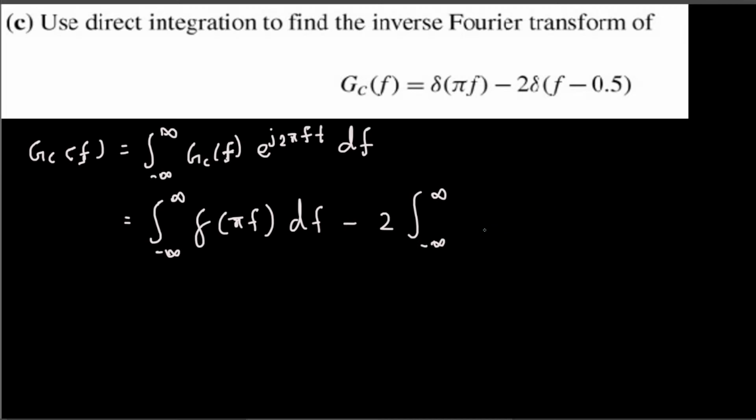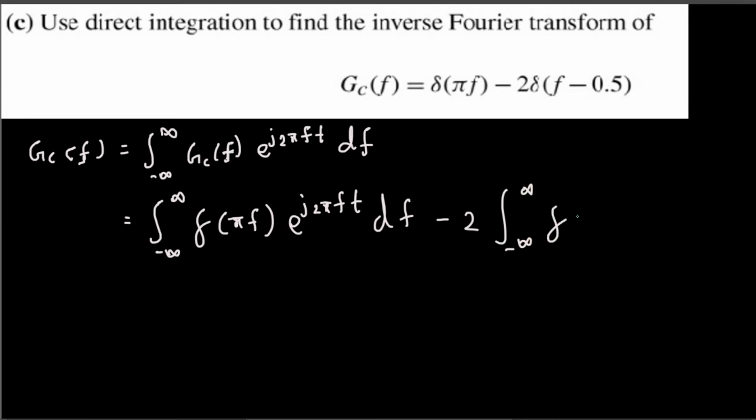But here we have to do one more thing. I missed that we have to multiply each of them by e^(j2πft) df. So we have the integral of delta(πf) e^(j2πft) df, and then minus 2 times the integral from negative infinity to infinity of delta(f minus 0.5) e^(j2πft) df.